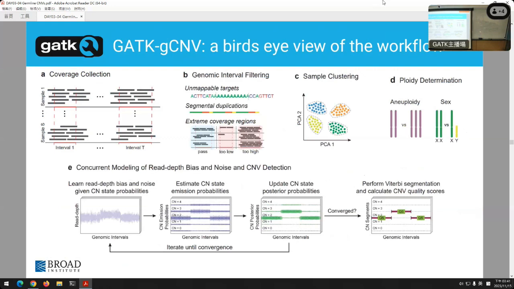Okay, and now we really get to the action. This is where we are going to denoise our read depth data by learning the patterns of noise and bias and copy number variation to estimate the underlying copy number state in each sample at each genomic position. And that's an iterative process until we converge on a stable estimate for copy number. And from that, we can do CNV calling.